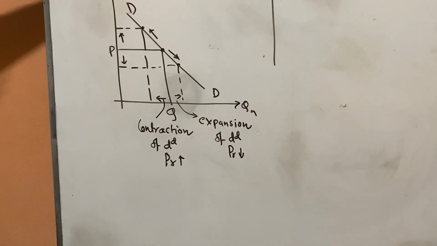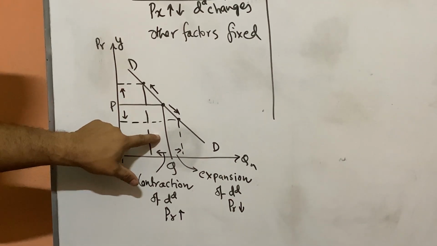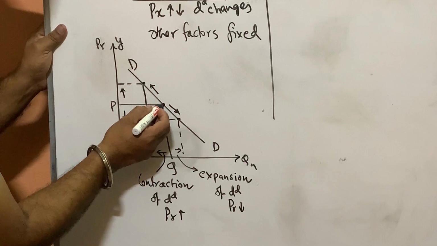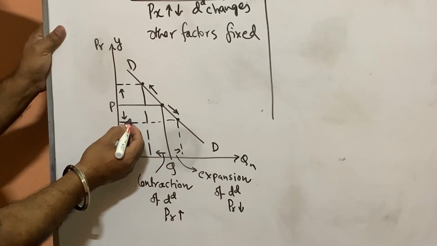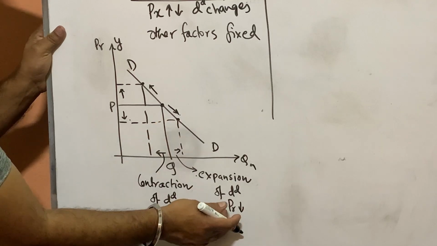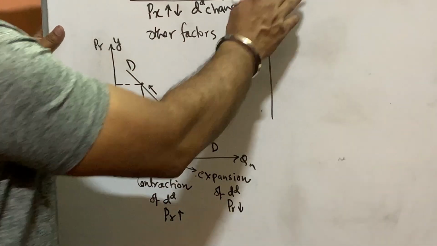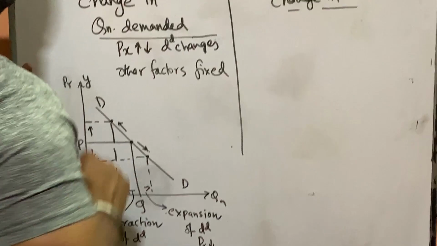Expansion and contraction. Contraction means when price increases, demand decreases. That time the consumer shifts upward, and when price decreases, demand increases, the consumer shifts downward. This is expansion. Increasing demand means expansion of demand. Just the reverse thing happens here.